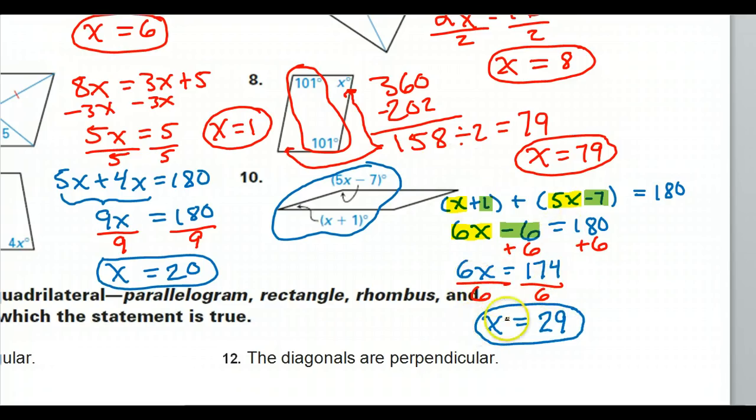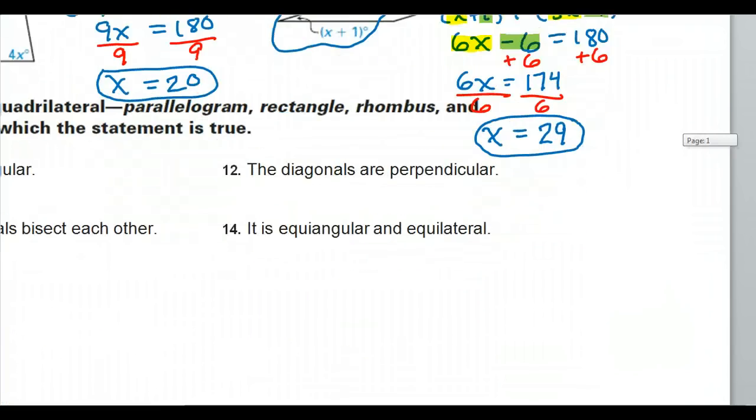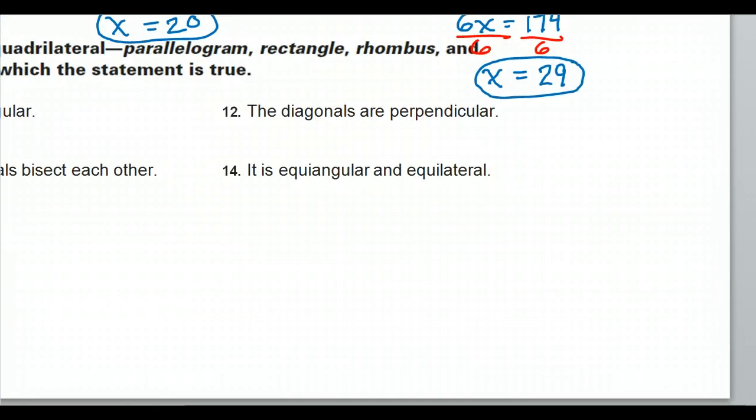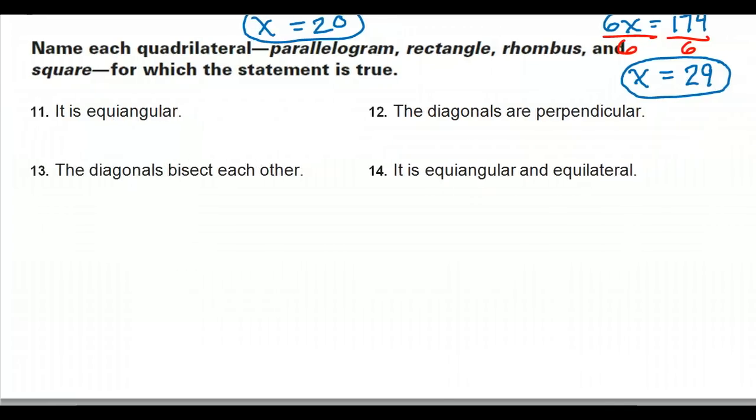That is how you do that. Moving on. Name each quadrilateral. We're going to either call it a parallelogram, a rectangle, rhombus, or square, for which the statement is true.